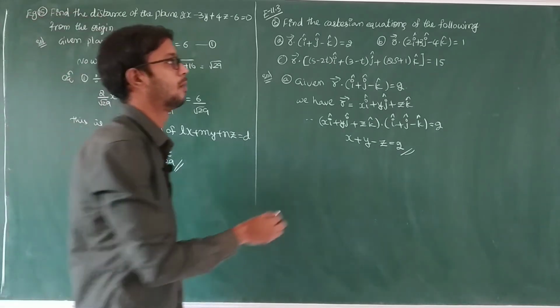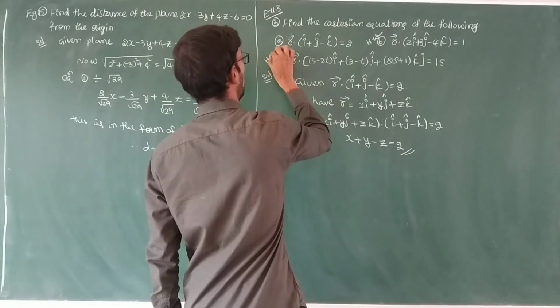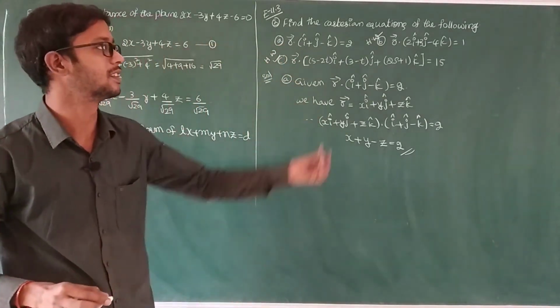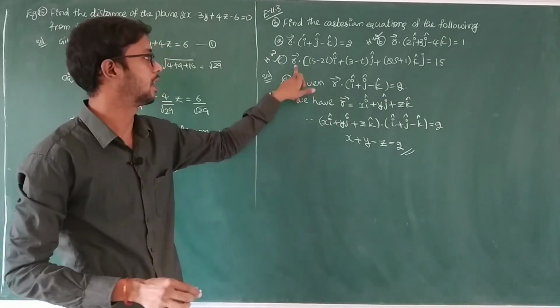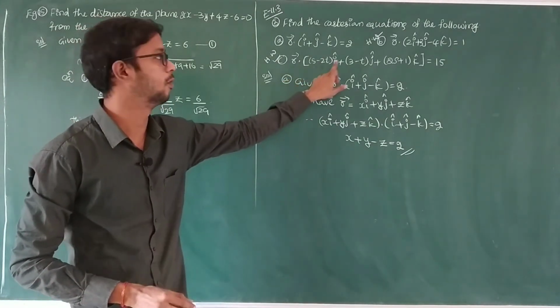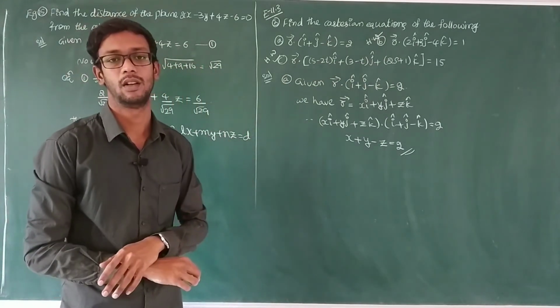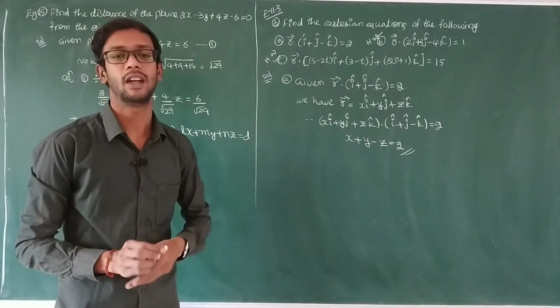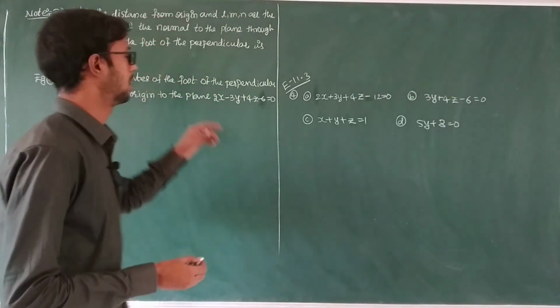So the remaining two problems, the B problem and the C problem, take as homework. Just substitute R bar and multiply the corresponding coefficients. Here you can observe x into this value, y into this value, and z into this value. Just multiply and write. So these two problems take as homework. Next, there is one note point here.